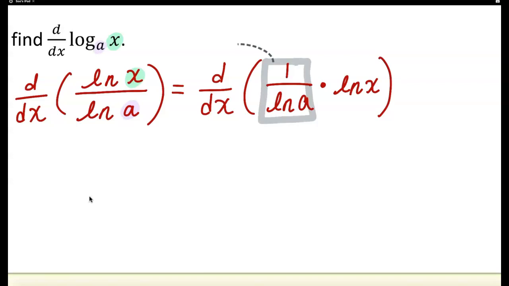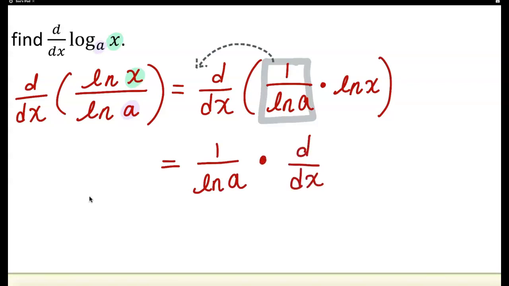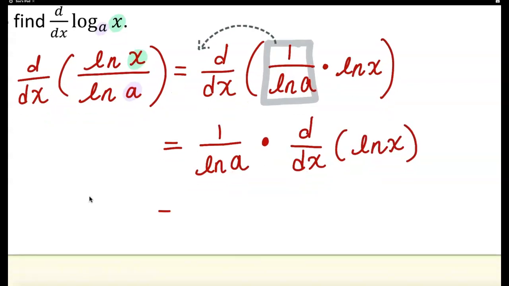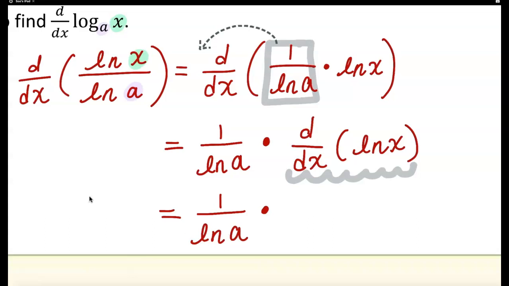So let me just bring this out to the front, okay? Because that's just a constant. So I am going to write 1 over natural log of a, patiently waiting outside. And that's going to be multiplied by the derivative of natural log of x, the only thing that's left in here, okay? So I'm still writing down 1 over natural log of a. But you guys know this one now. What is the derivative of natural log of x? Isn't that just 1 over x, isn't it?